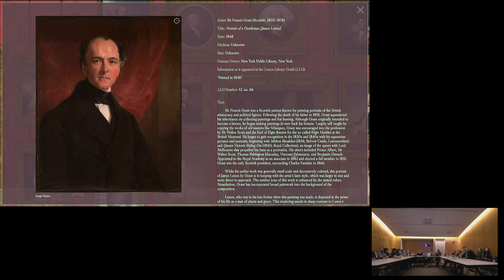So the Lenox Library still lives in part in the New York Public Library, and it's on the third floor in the Solomon Gallery. There are a number of these portraits of the family. There were 147 paintings in 1882, when I think these photographs were taken, and there are now 17 at the library. So there's a lot of deaccessioning over the past 100 some odd years.